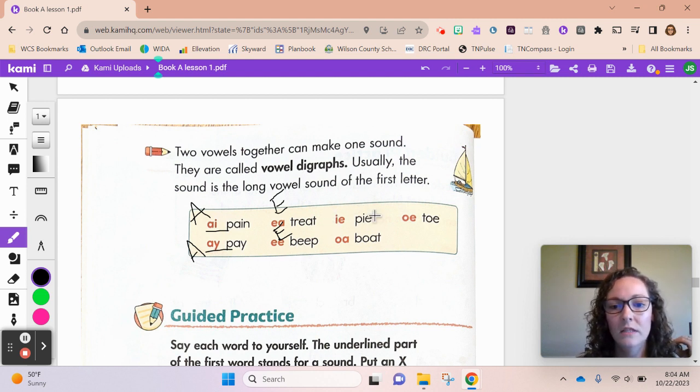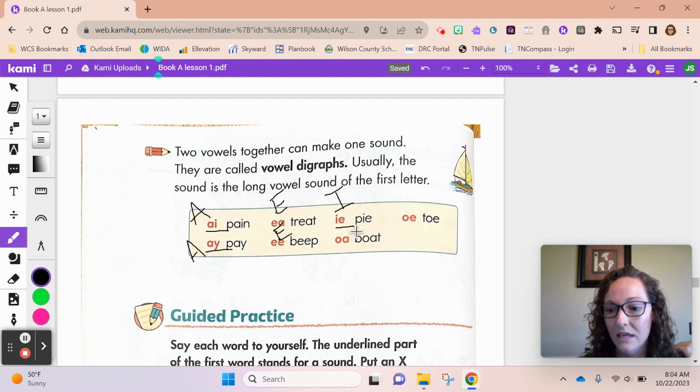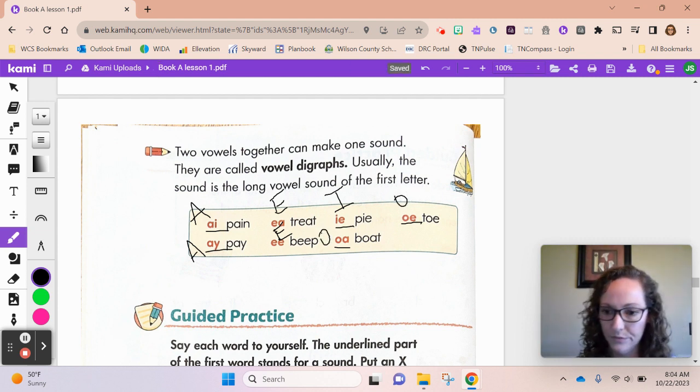Now, this word right here in this vowel digraph, you have IE. Because the I comes before the E, you're actually going to make the long I sound. And the example word is pie, like the dessert, you eat pie. Now, we have the OA and the OE. Both of them make the long O sound. This example, boat, and this example, toe.